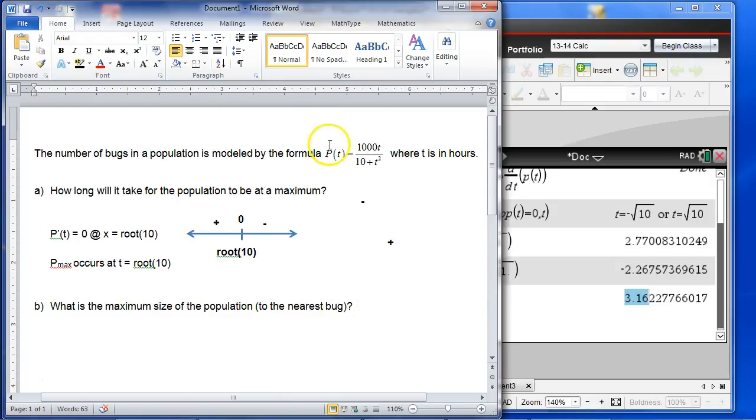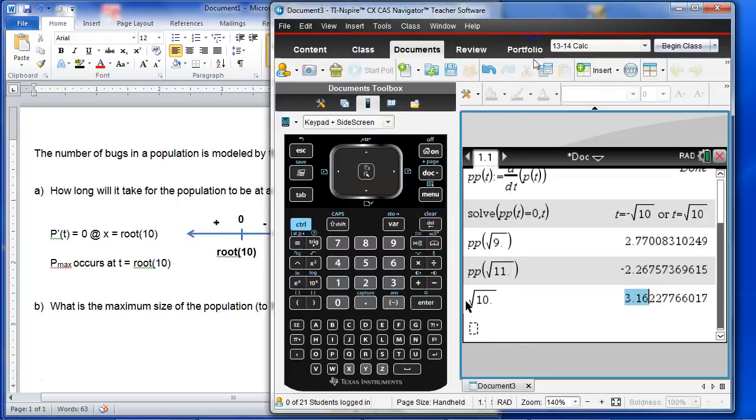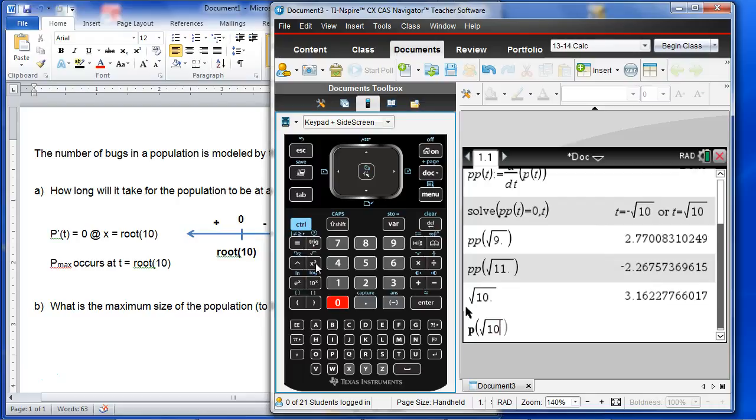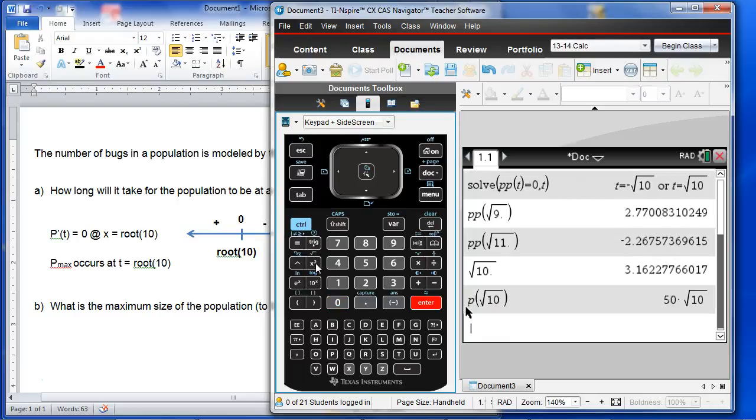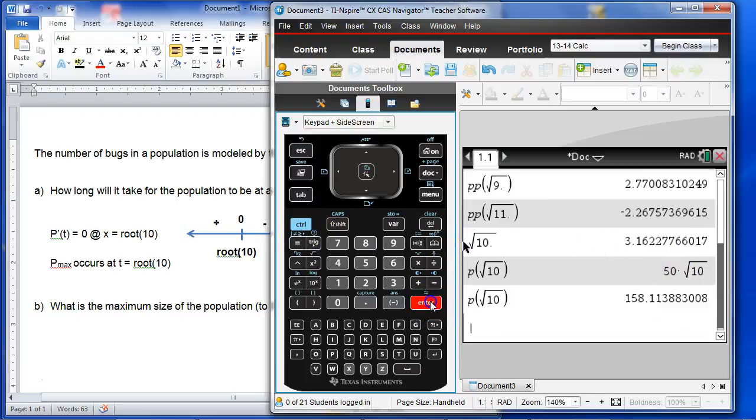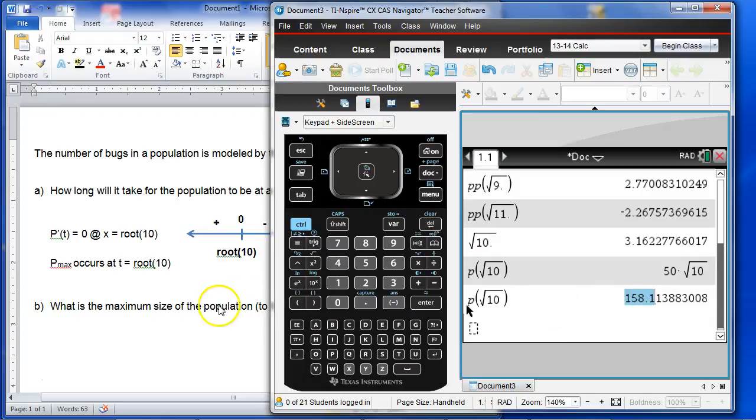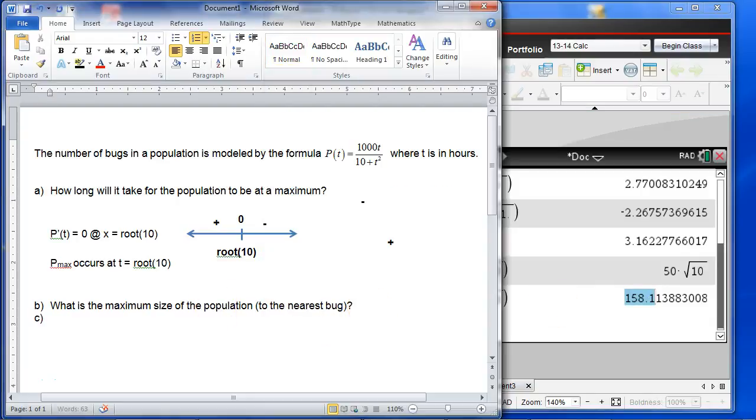In order to do that, I need to go back to my population function and evaluate it when t equals root 10. I can do that easily on my calculator by going back to my population function and evaluating it at the square root of 10. Now, when I hit enter, it's going to give me an exact answer, 50 times the square root of 10. But I don't know what that means in terms of a quantity of bugs, so I'd like an approximate answer. And I get 158.1. So to the nearest bug, we have P max equals 158 bugs.